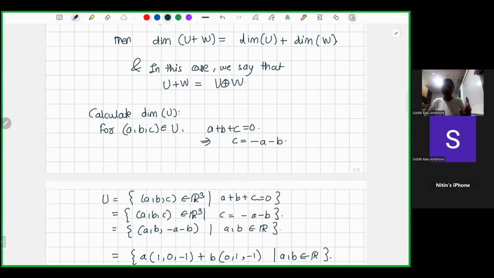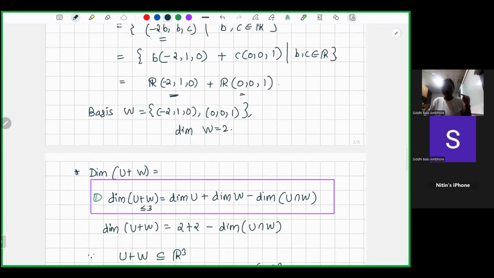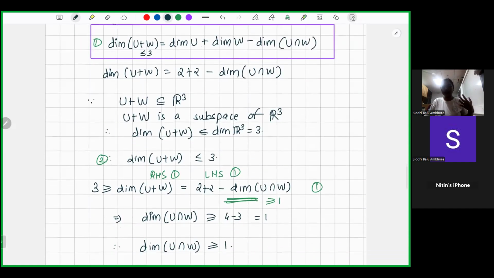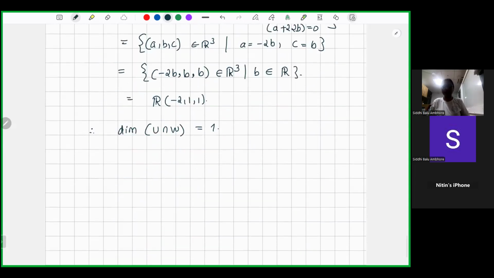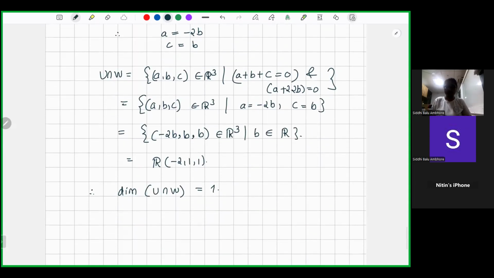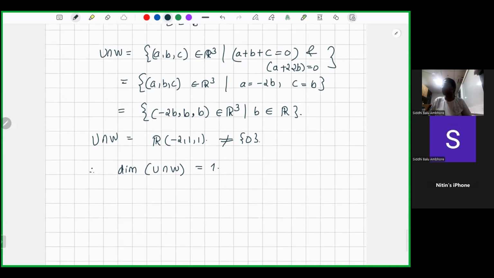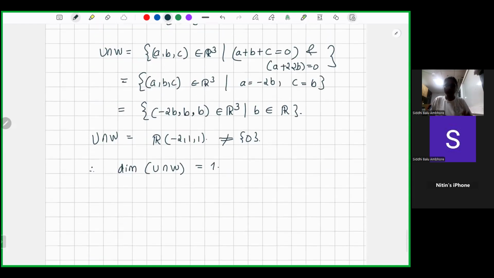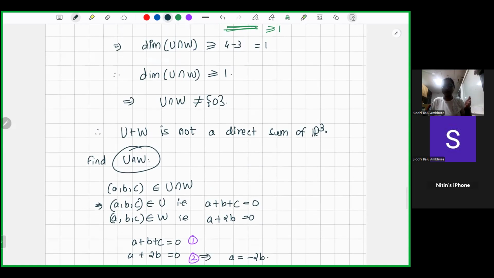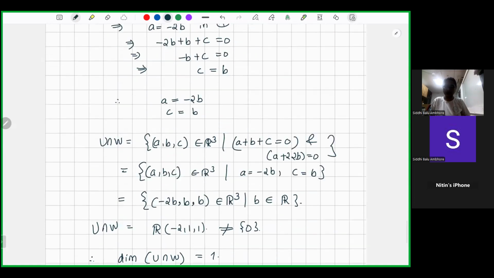Here what we tried to do is first understand that this is not a direct sum, because if it was a direct sum, then this vector space U intersection W would be just the zero space, but that's not happening here. Here we have U intersection W as this vector space, which is not equal to the zero subspace. And we already checked that this is not a direct sum using the dimension equality as well.